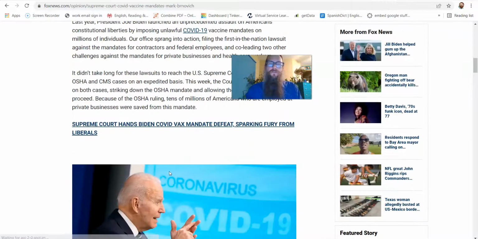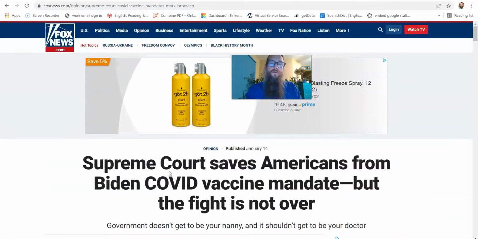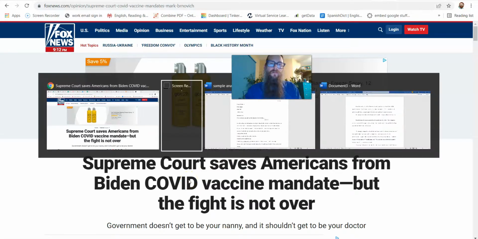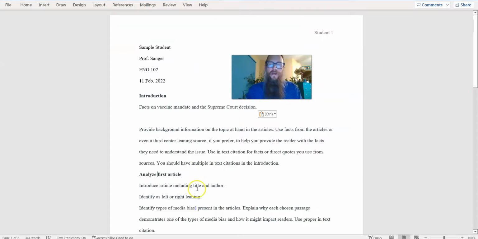I don't have time to go over this one and the WAPO one. They both have examples of media bias, but we're just going to demonstrate this one. I know that you're writing about a different topic, but the idea is if you see me doing this, then you're going to get a better idea of how to do it in your own paper. All right, so this is just the sample.